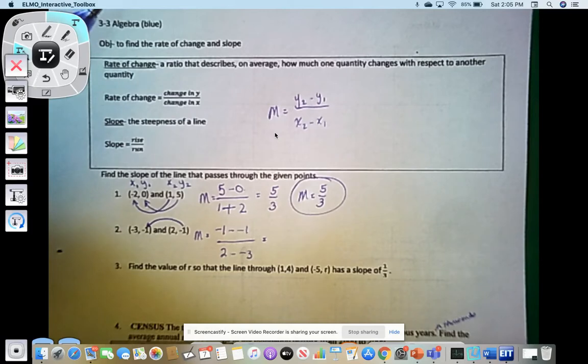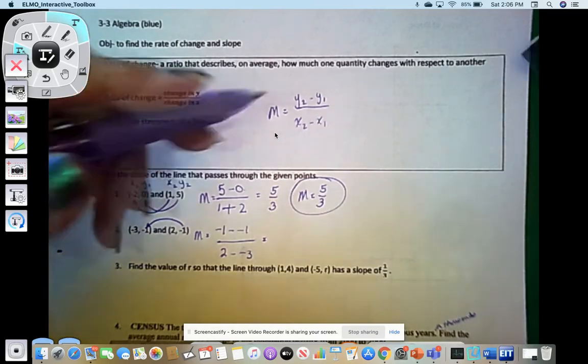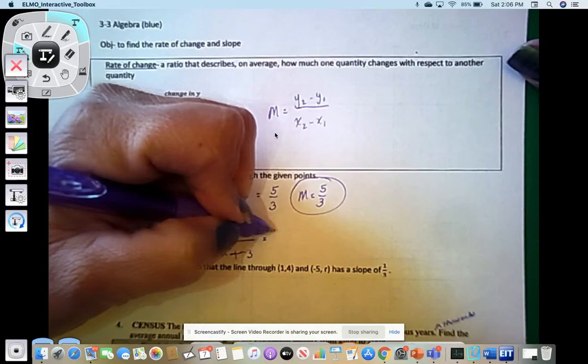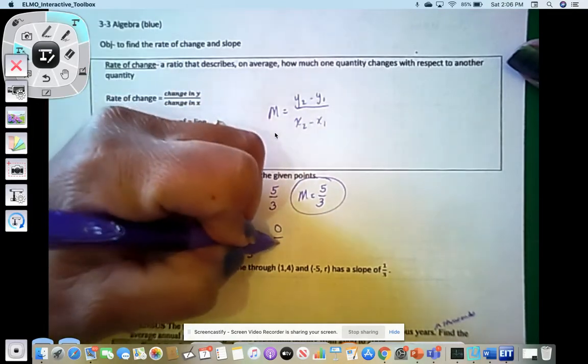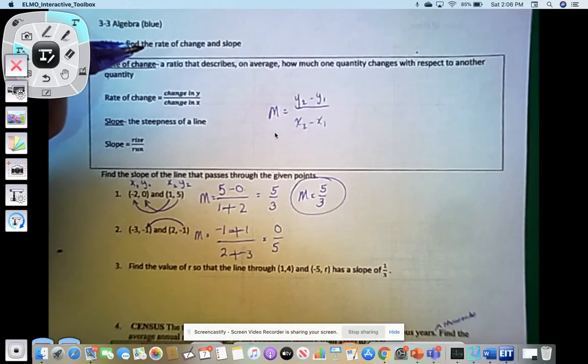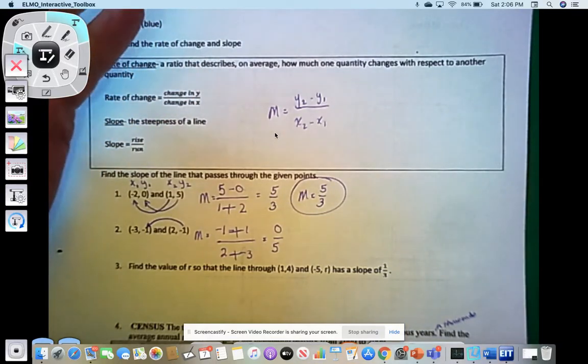The other thing that matters is that if you start in whatever direction for the top, you have to start in the same direction for the bottom. So that turns into a plus and that turns into a plus. Negative 1 plus 1 is 0, and 2 plus 3 is 5, and I have a problem here, because this is either going to be a 0 slope or an undefined slope, or sometimes they call it no slope.